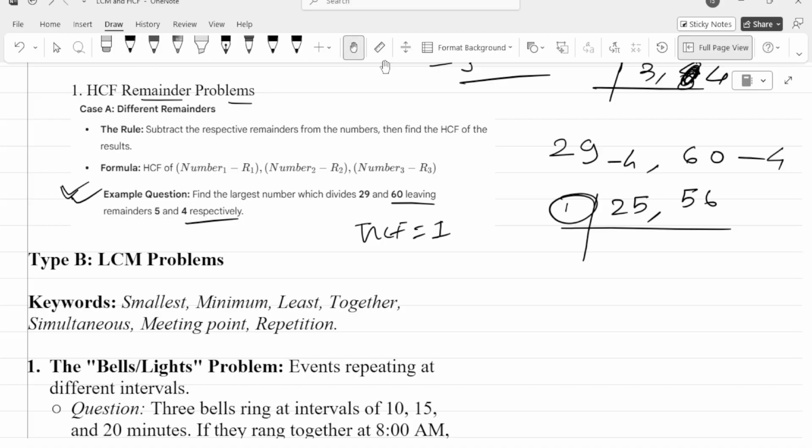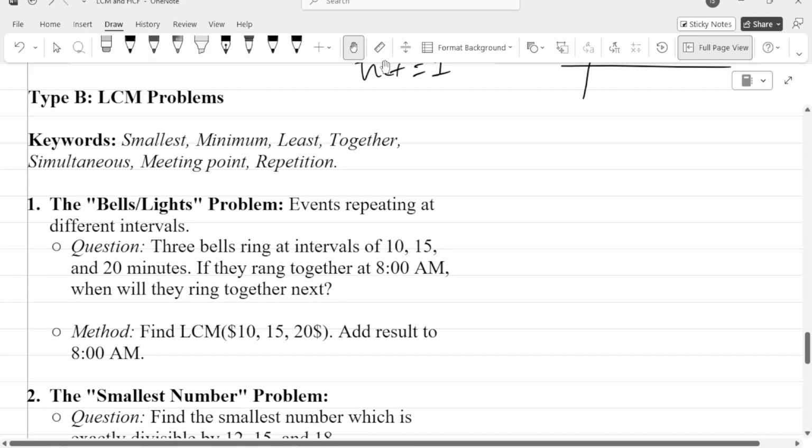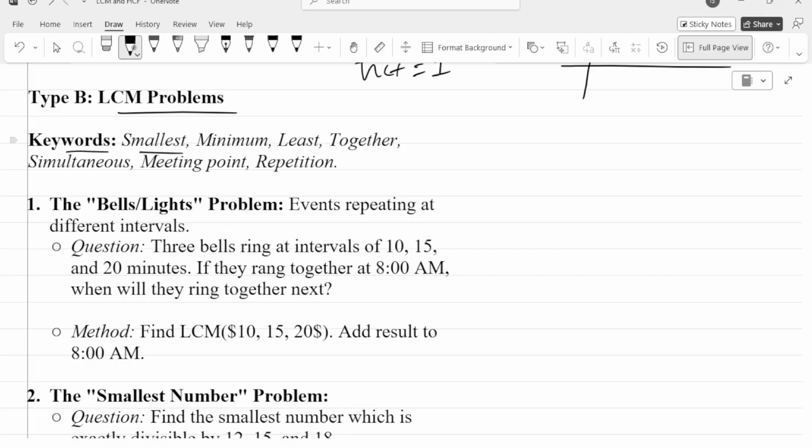Okay, now move to LCM. When we solve LCM problems, always look for these keywords: smallest, minimum, least, together, simultaneous, meeting point, repetition. If you see these words in a question, you understand that it is an LCM problem.